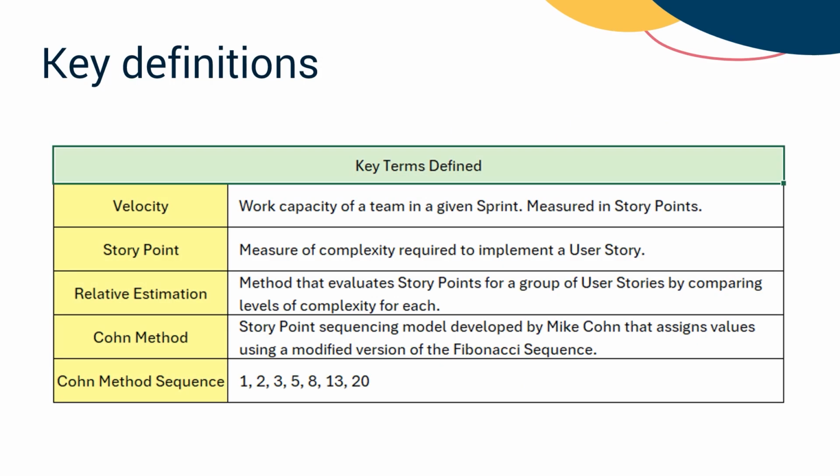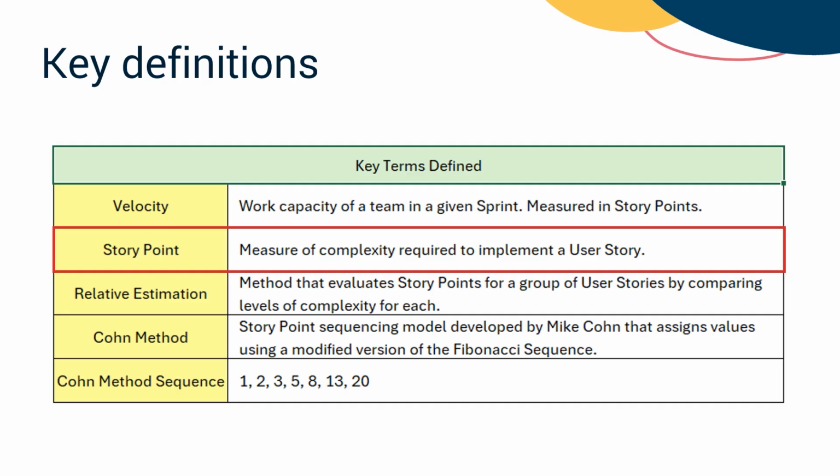Let's first review a few key definitions related to launch planning and estimation. Velocity is defined as a team's work capacity in a given sprint. It is measured in story points and will change over time. Factors such as the number of team members, their experience, and the maturity of the team's processes can all impact velocity. A story point measures the complexity required to implement a user story.